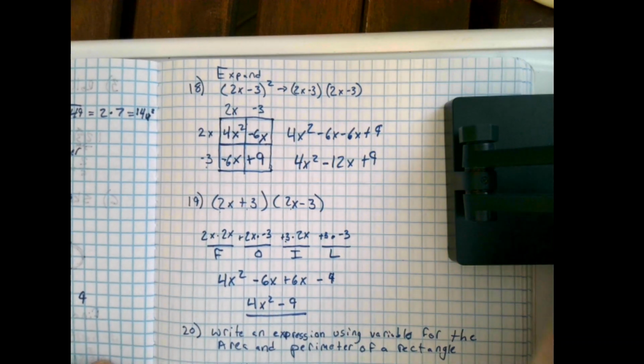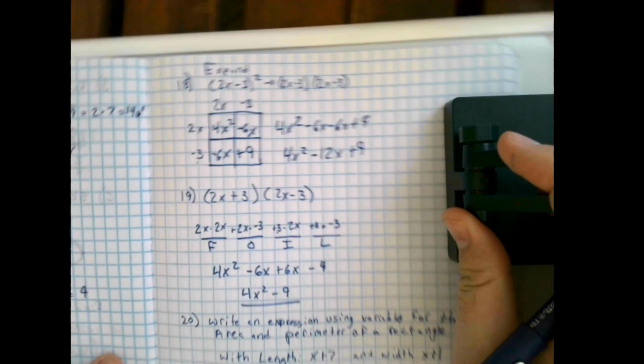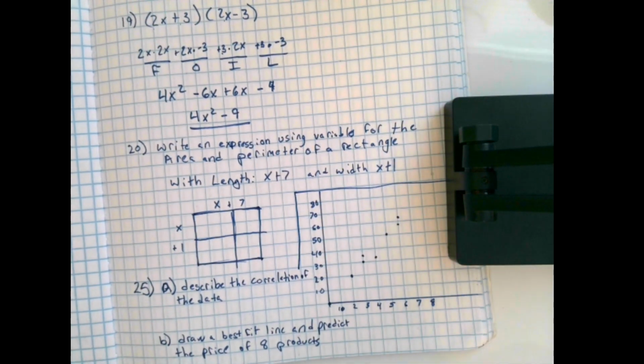All right, we're getting close to the end here. We've got 2 more problems in our starred problems. Question 20 says write an expression using variables for the area and perimeter of a rectangle with length x plus 7 and width x plus 1.